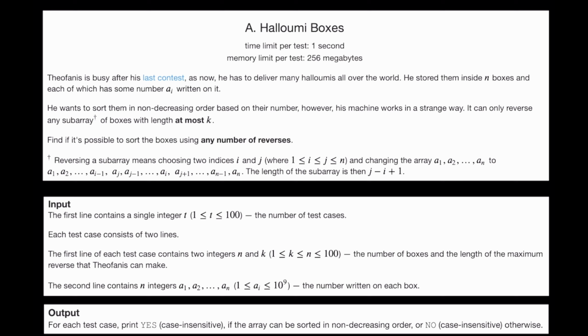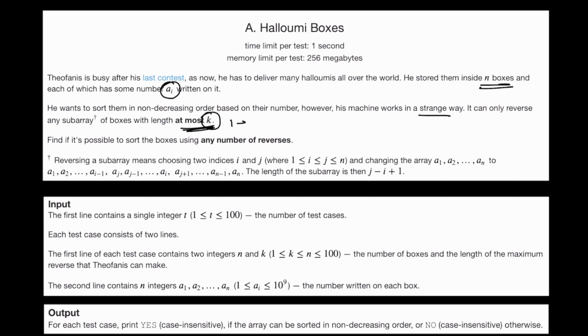Halloumi boxes. Theophanes is busy after his first contest, as now he has to deliver many halloumis all over the world. He stored them inside n boxes, each of which has some number a_i written on them. He wants to sort them in a non-decreasing order based on their number. However, his machine works in a strange way. It can only reverse any subarray with a length of at most k.